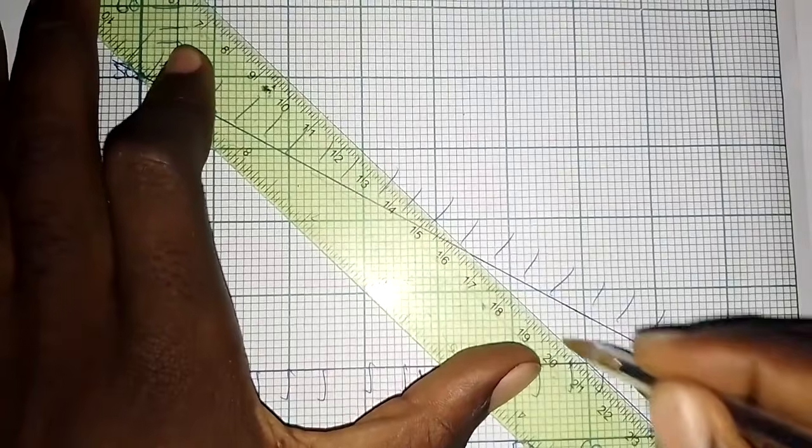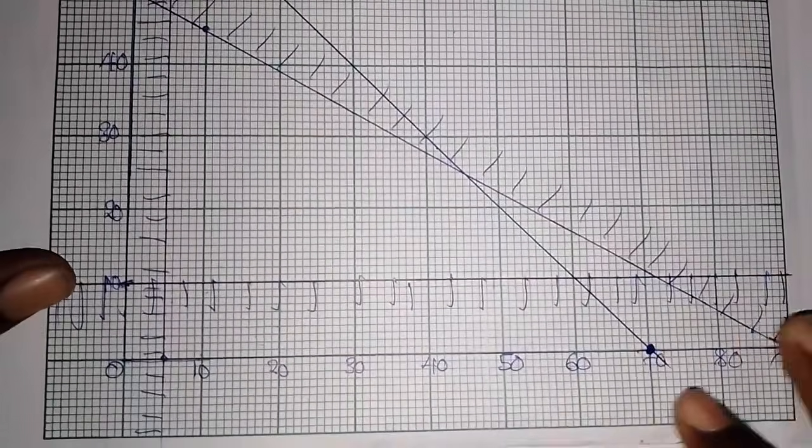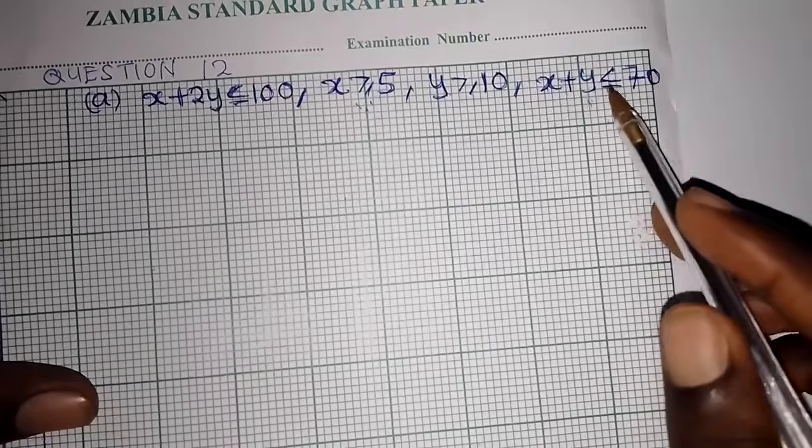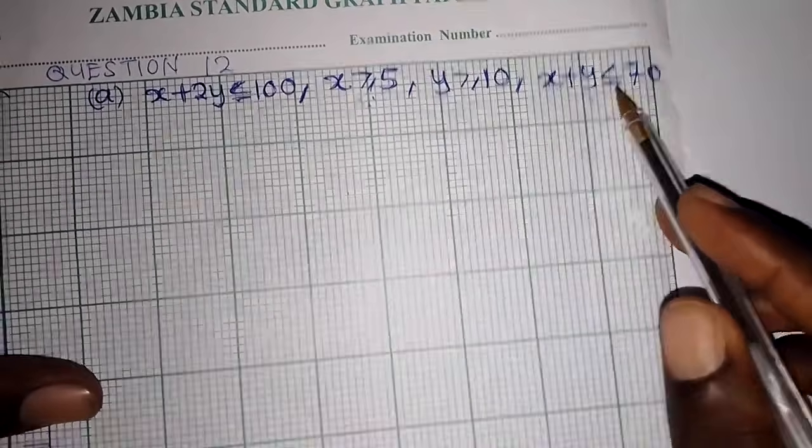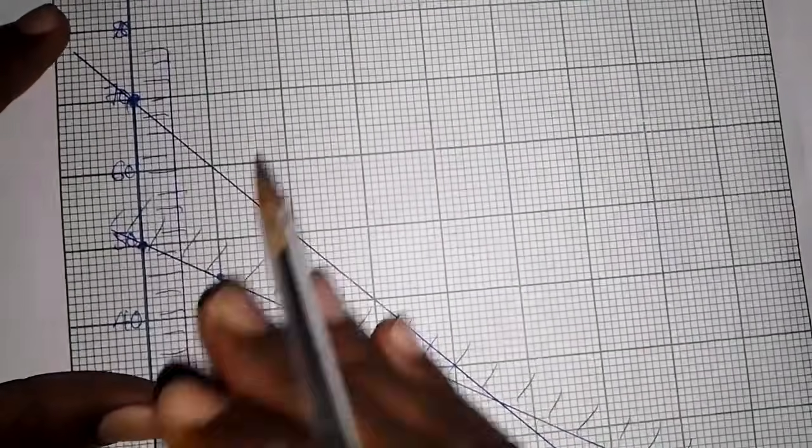This is 70. Where 70? Yeah, I joined them like this. Have you seen? I've joined them. 70 there, even 70 there. So now, here, which inequality is there? Less. So less it is here.